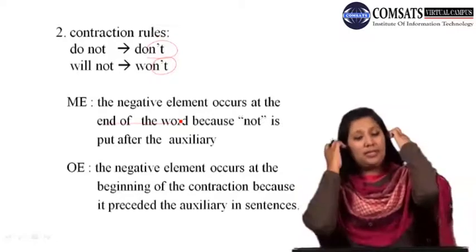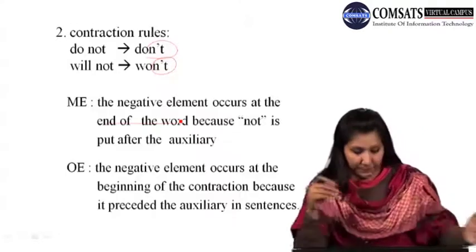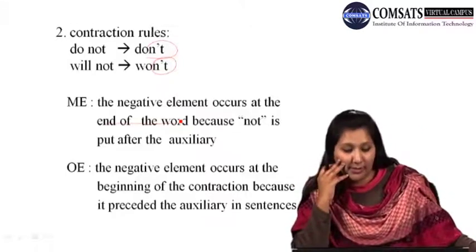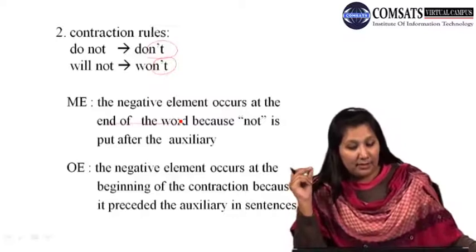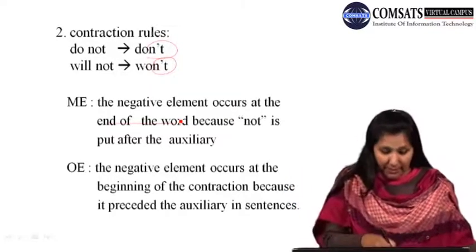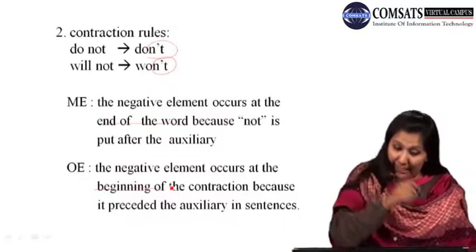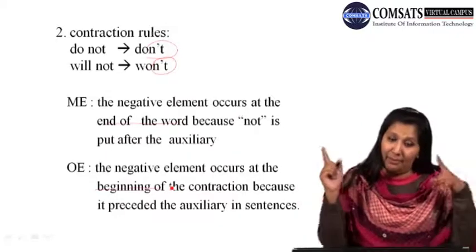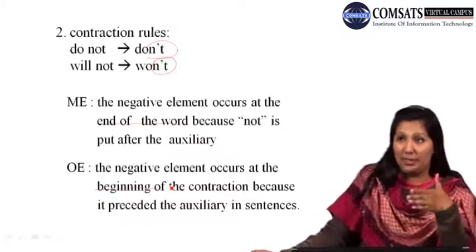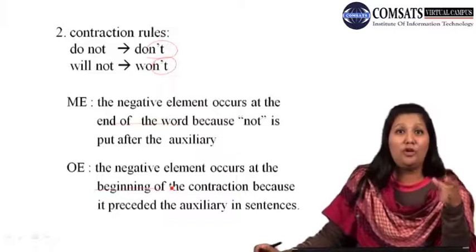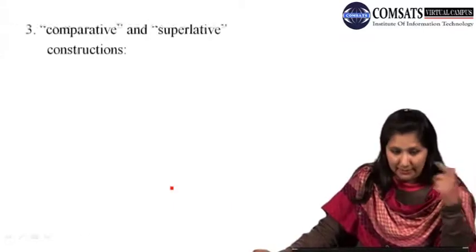And then in the Old English, what we used to do, the negative element occurs at the beginning of the contraction because it preceded the auxiliary in sentences. Yes, the negative element occurs at the beginning. It is coming from the last position to the beginning position of the contraction. It is coming before the contraction, because it preceded the auxiliary, because after this the auxiliaries are going to come later on. Not do, not have, not was, the words like that.